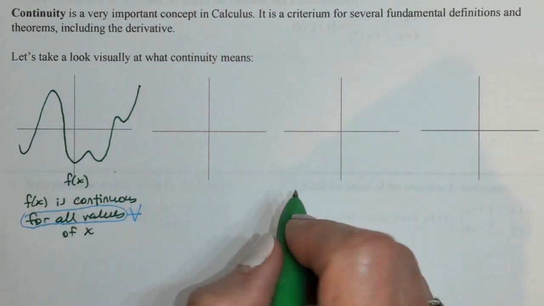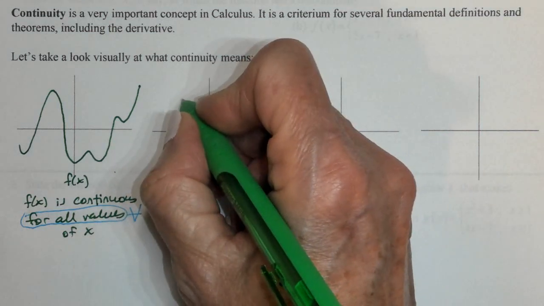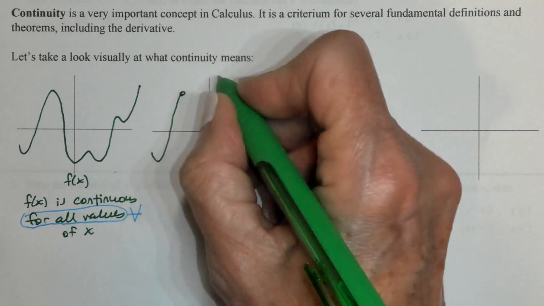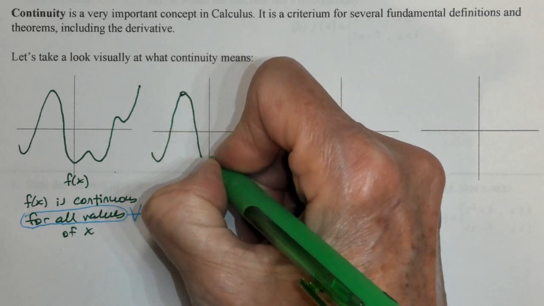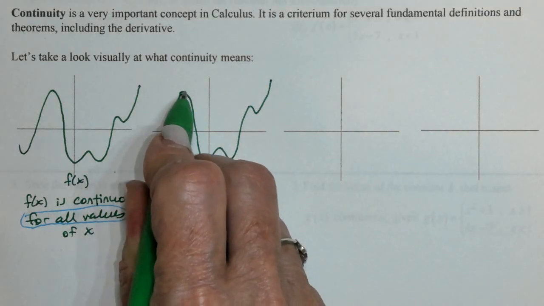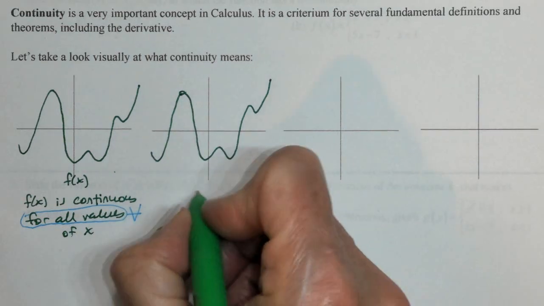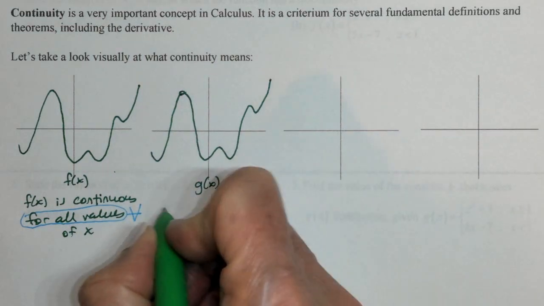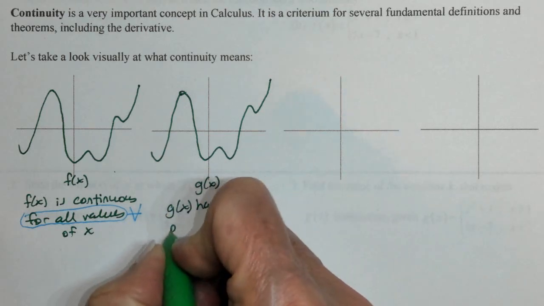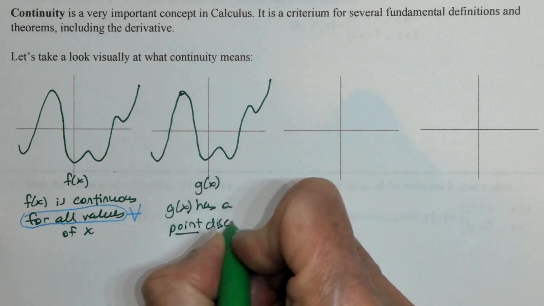Now, one type of discontinuity would look like this. What if there was a hole in the graph right there? To draw this graph, I would have to pick up my pencil or pen right there because I could not draw through that hole. Let's call this g of x. g of x has a point discontinuity.